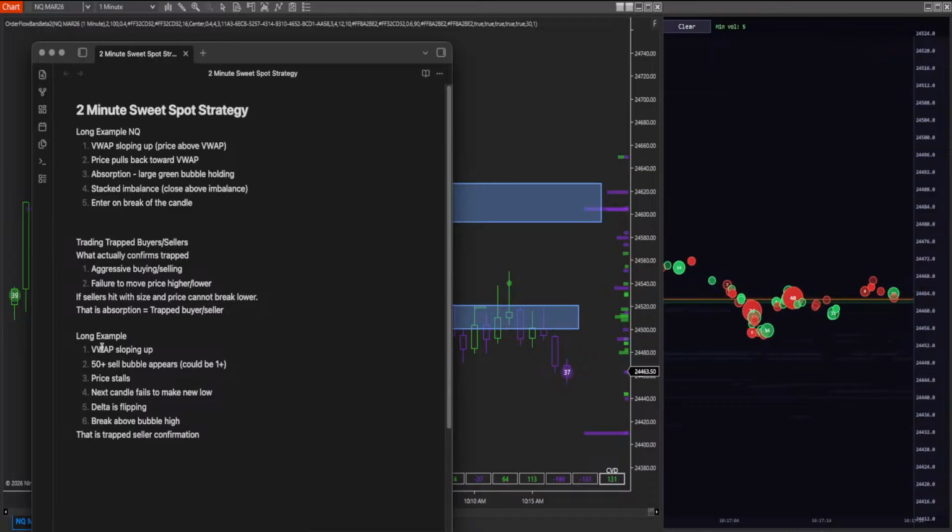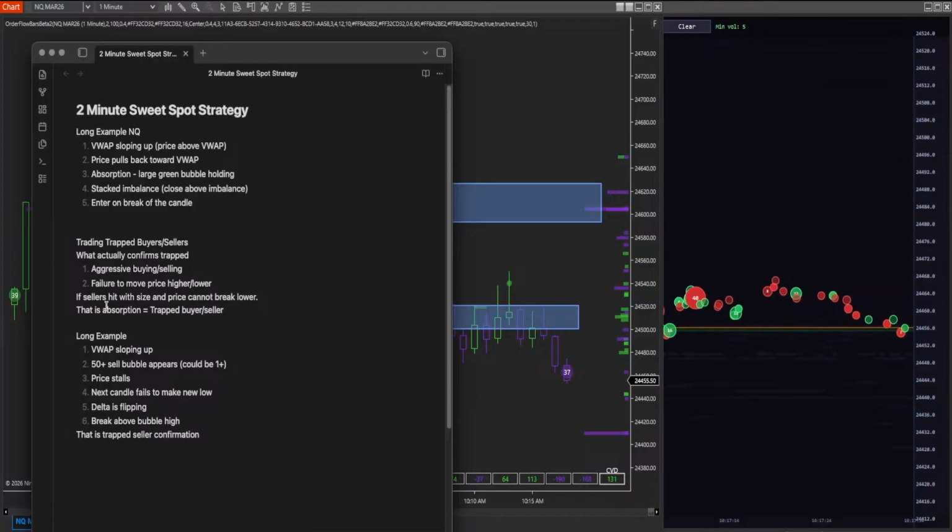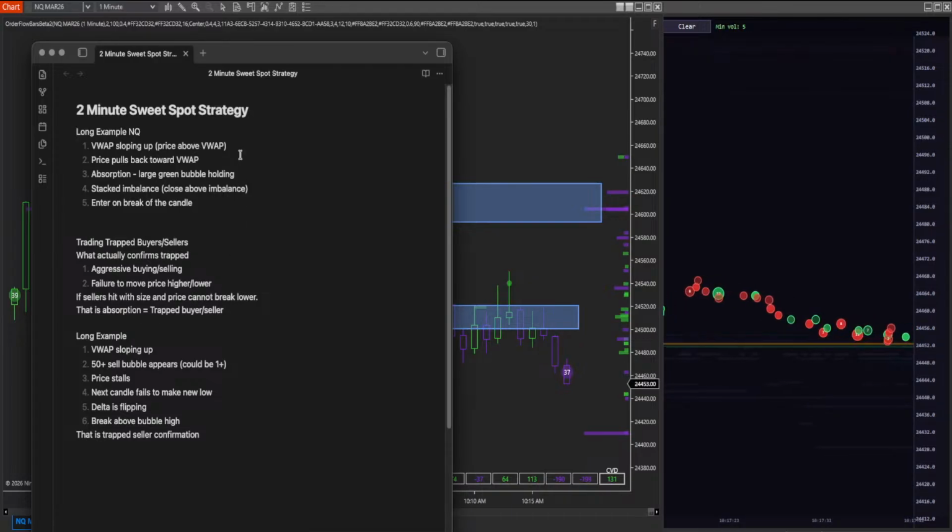But this is what we're looking for: trading trapped buyers and sellers. What actually confirms trapped aggressive buying and selling? Failure to move price higher or lower. If sellers hit with size and price cannot break lower, that is absorption. Trapped seller.